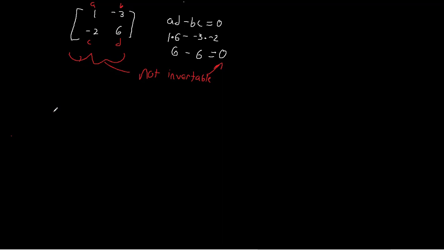So what I want to do here is redo the matrix. Let's quickly grab our white pen. So, 1, -3, 1, 0, -2, 6, 0, 1. All right, that's the augmentation of the matrix we have with the identity matrix of the same size.